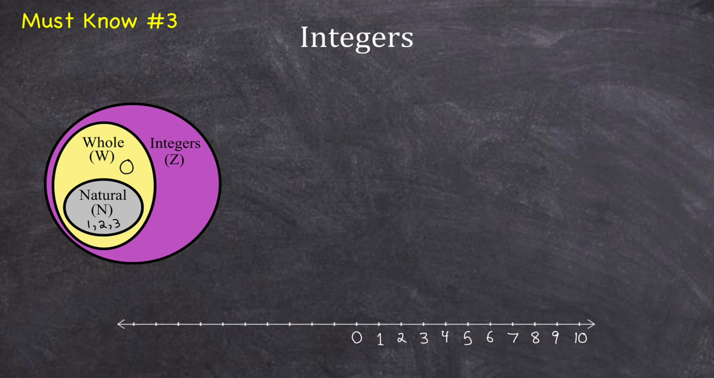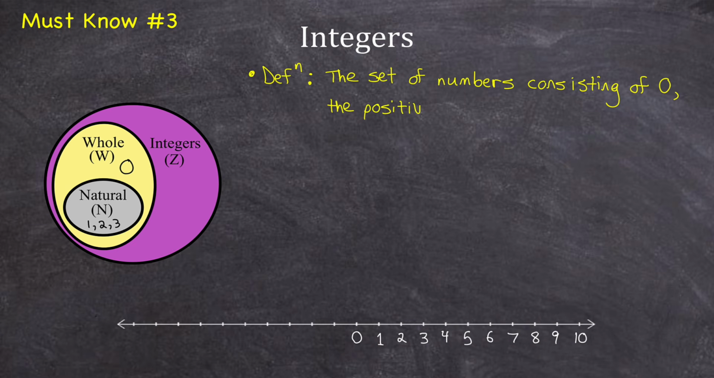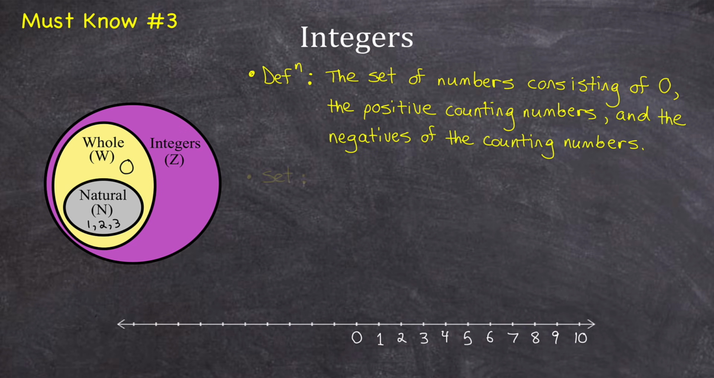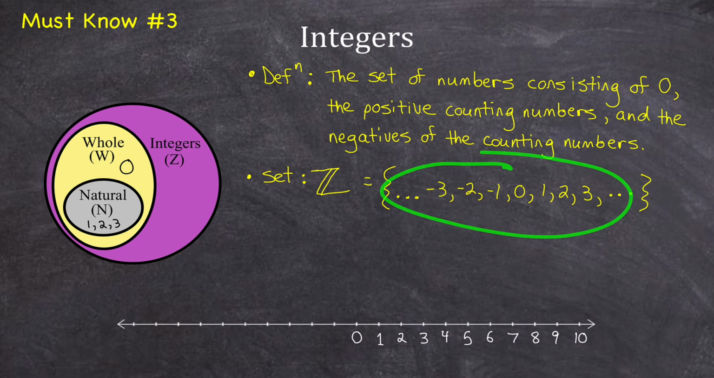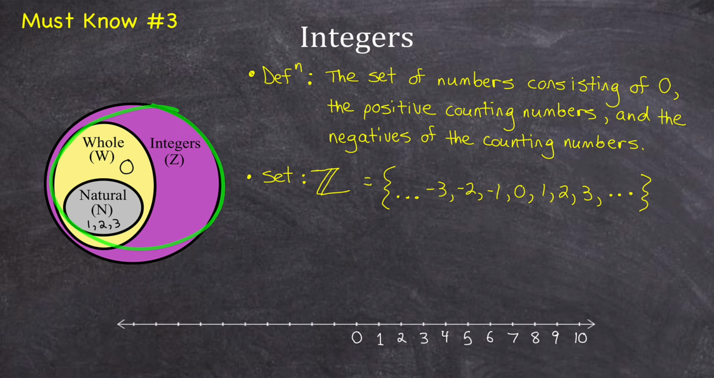Must-know set number 3, the set of integers. The definition for this set is that it is the set of numbers consisting of 0, the positive counting numbers, and the negatives of the counting numbers. In set notation, the capital letter Z is used for integers, and the numbers in this set would include the negative counting numbers like -3, -2, -1, also include 0, and the positive counting numbers. So notice within this set, we have all of the whole numbers and all of the natural numbers. And that's indicated by this Venn diagram on the left.